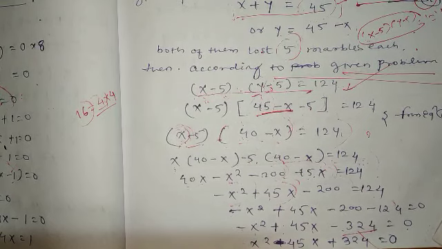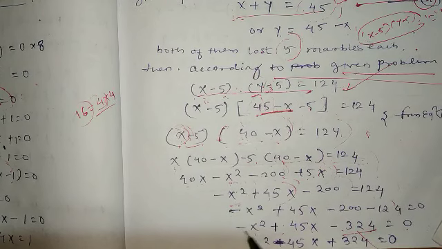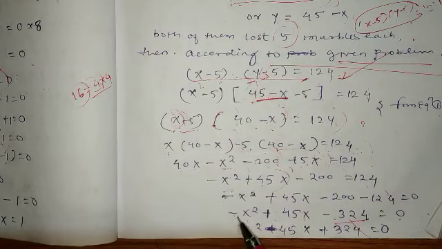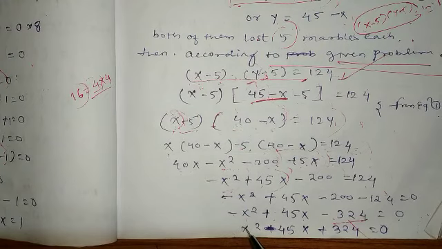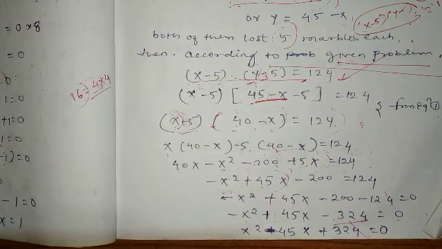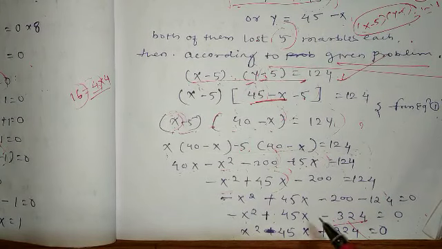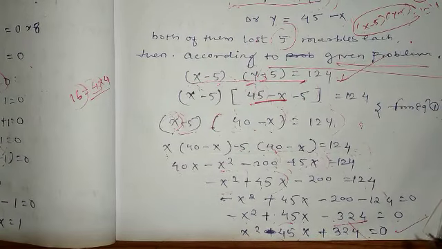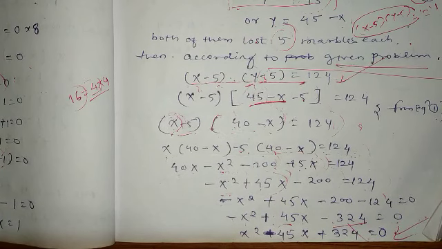Multiplying by minus to both sides, you'll get the equation x square minus 45x plus 324 equals 0. Now we have to solve this particular quadratic equation by splitting the middle term.